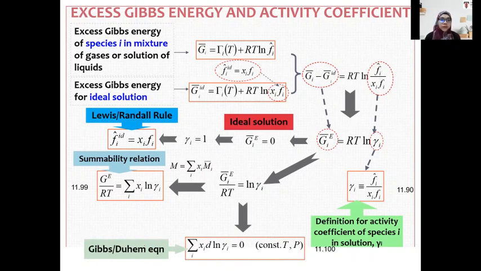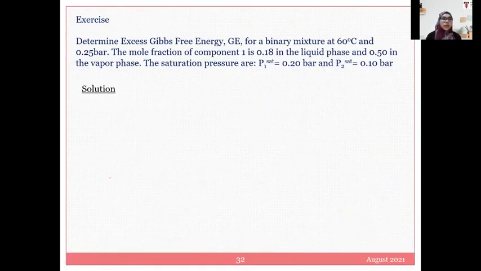Referring to the Gibbs-Duhem summability at constant temperature and pressure, we can have another known expression, the Gibbs-Duhem equation, by calculating the composition times the ln activity coefficient and summing up all the species, which equals 0 at constant temperature and pressure. To understand better, maybe we can take a look at an example.